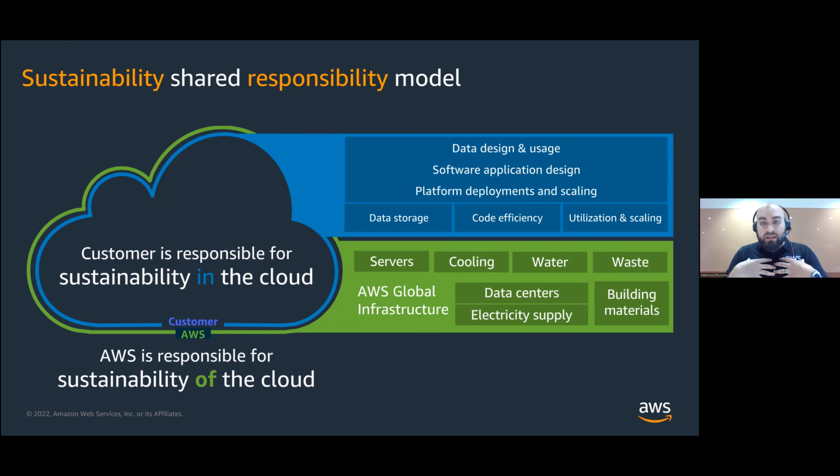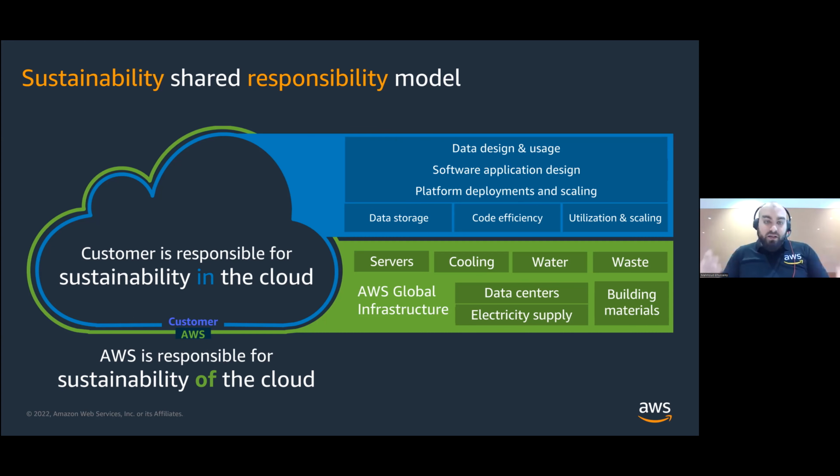We design our buildings, we design our servers, and we take care of this from construction to recycling. And we make sure that we purchase the energy, and we make sure that this is green or renewable energy. And we utilize and optimize the way we use resources like water and cooling and all of these things, right? Now, this is the AWS part.